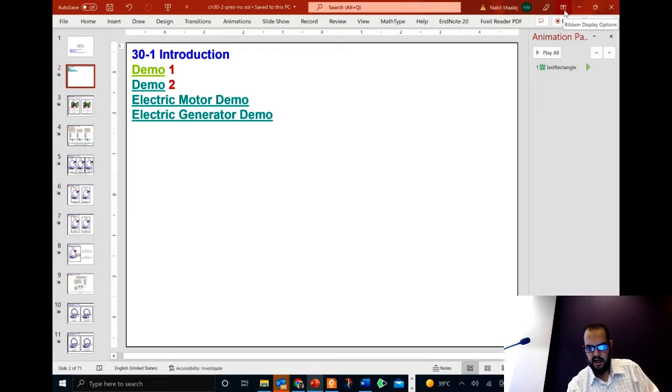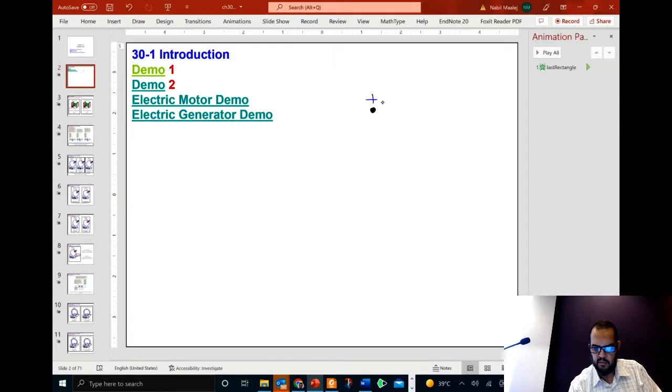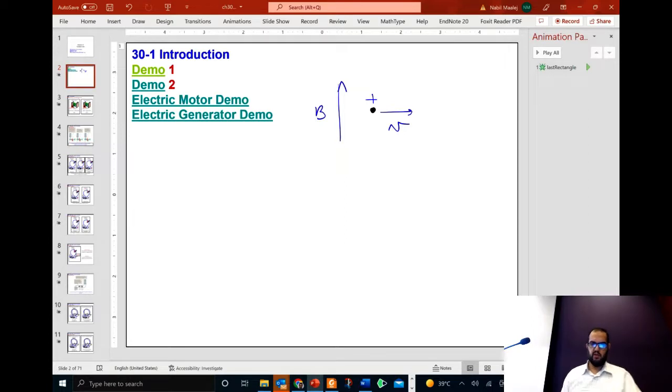So far, we have seen that if we have a charge moving, let's assume a positive charge that is moving in a magnetic field, it will experience a force that is perpendicular to the two. So we know that the magnetic field can exert a magnetic force on a moving charge. If it's not moving, it does not exert. If it starts moving, it exerts a force.